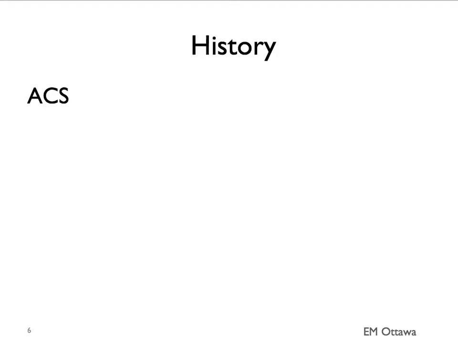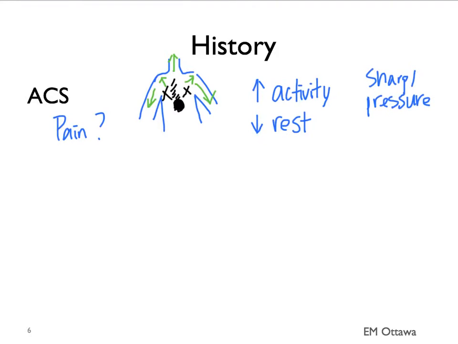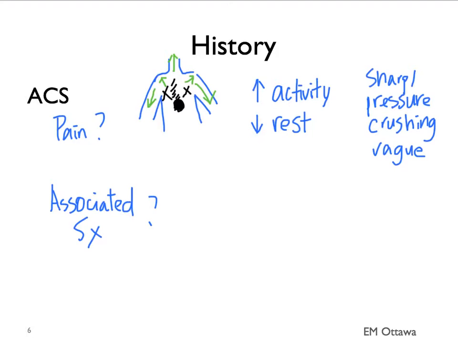For the history in patients with potential ACS, the pain or the discomfort can be retrosternal, epigastric, in the left side or the right side of the chest. It can radiate to the shoulders, down the arms, or up to the jaw. The pain can be worse with activity, or it can be decreased by rest. The patient can describe the pain as sharp, pressure, crushing, or it can be very vague. Associated symptoms can include diaphoresis, shortness of breath, and nausea.